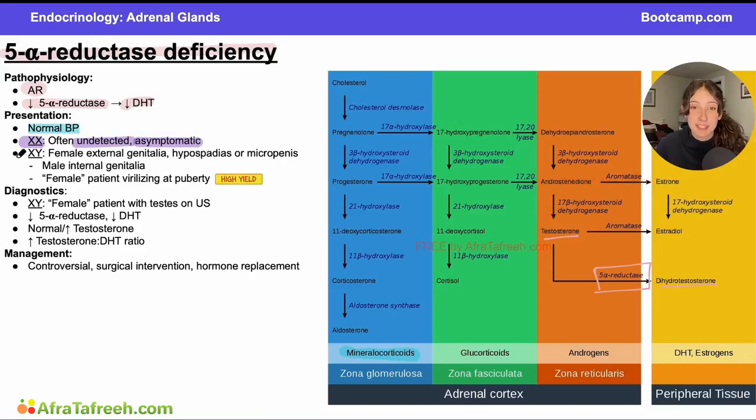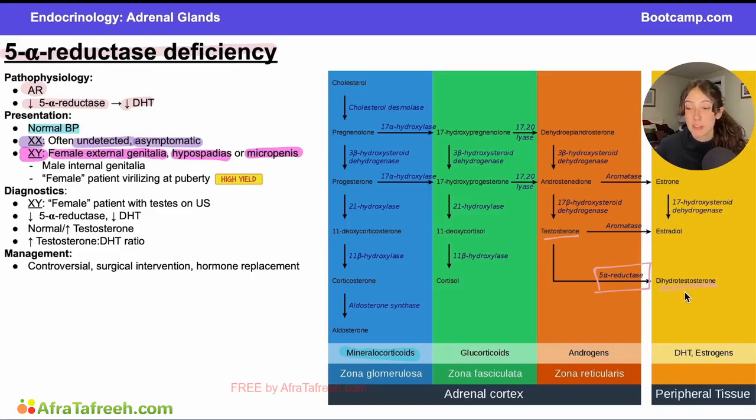The more classic presentation that you're more likely to see on step 1 would be an XY patient who, due to this lack of dihydrotestosterone, which is important for the virilization of external male genitalia, may actually present with female appearing external genitalia, hypospadias, or micropenis. Hypospadias, of course, is the failure to completely fuse the urogenital fold, so you may have urine dripping out of the bottom of the penis, or a micropenis. All of these might be a result of low levels of dihydrotestosterone.